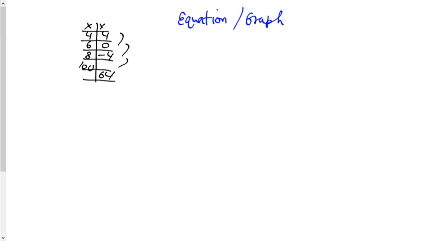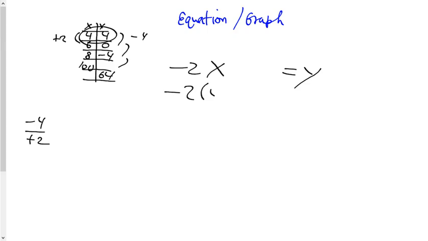Equation. What's this one go down by? 4. What's this one go up by? 2. Negative 4 divided by a positive 2 will give you a negative 2 coefficient. Substitute 4 and 4. That seems easy.